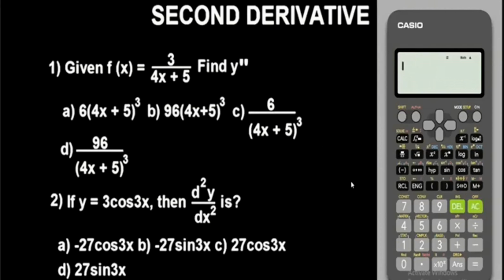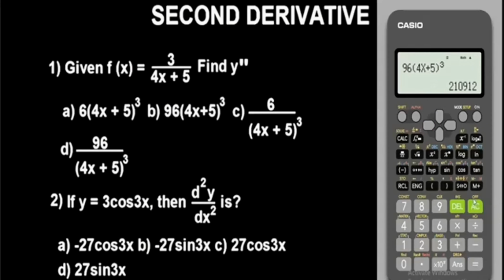Alright, very interesting. So let's begin with option A. Remember, we got 0.043. Okay, so we have 6 in brackets 4x plus 5, to the power 3. So that's it for this option A. No. Now let's check option B. Just put 96 here. Alright. No.